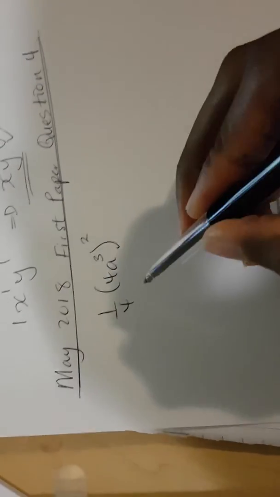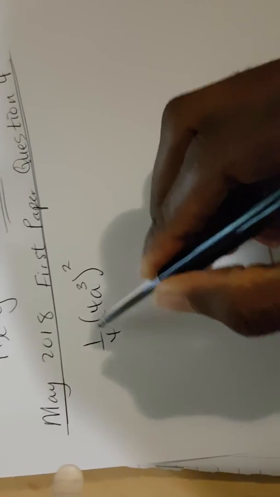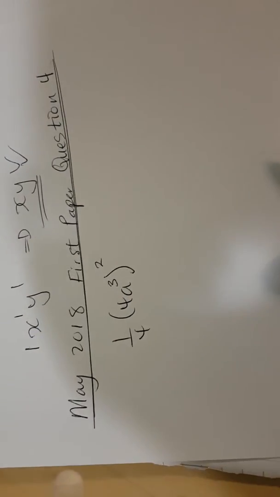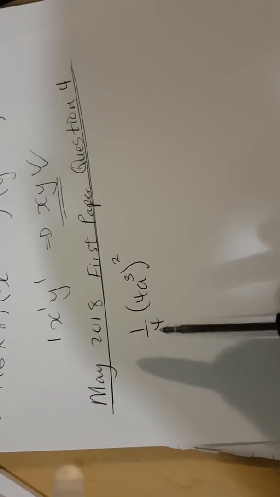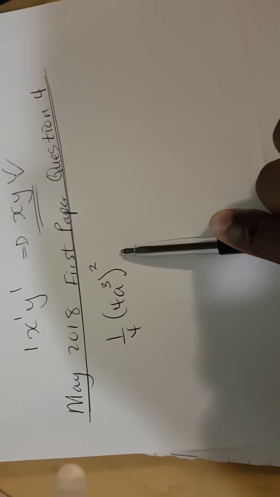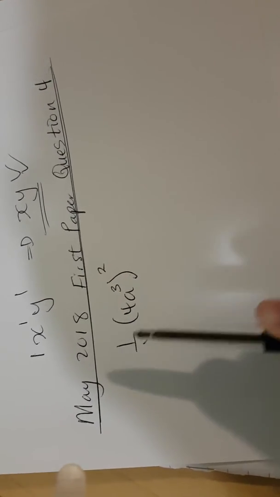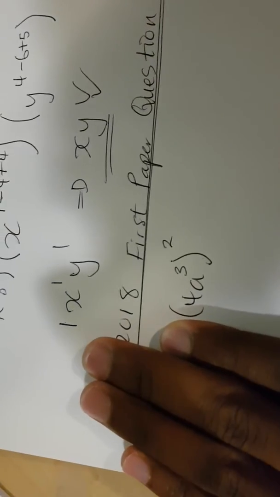Now what I'm going to say here is that it's 1/4 times this bracket to the power of 2. When you are given two things outside the bracket, look at them. Here it's a fraction and here it's an exponent. So remember, always you should ignore this one and start using the exponent. Let's start simplifying the bracket using the exponent.